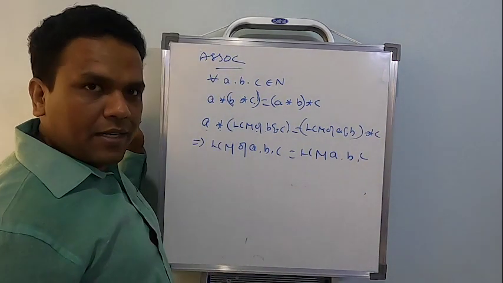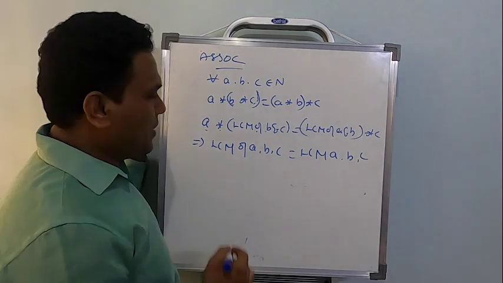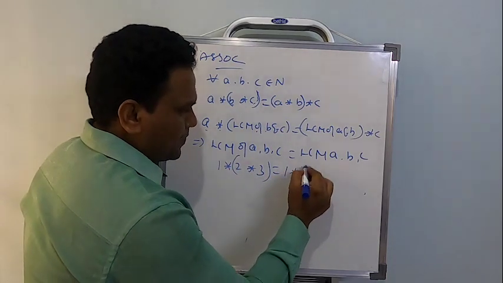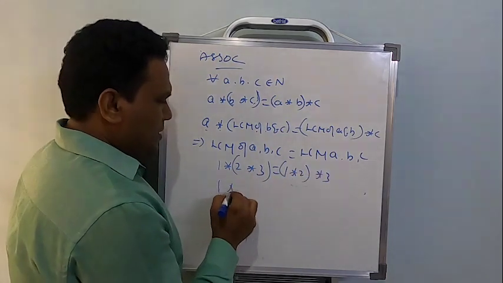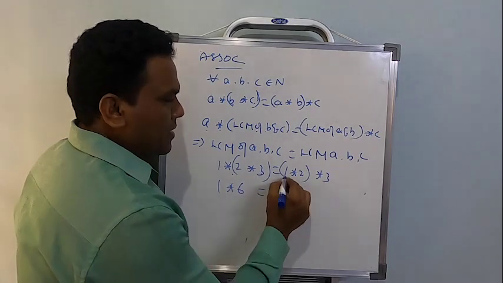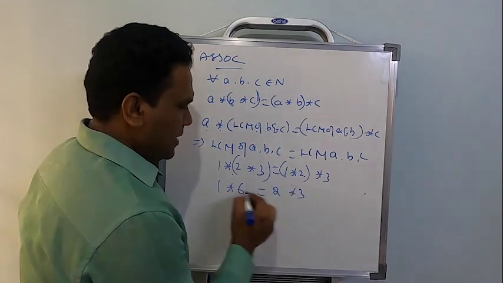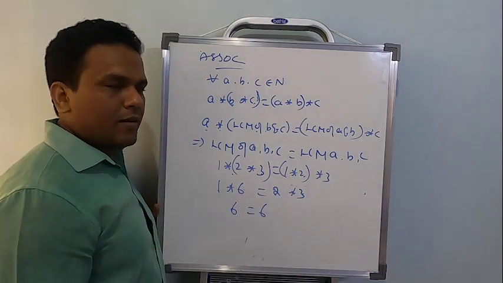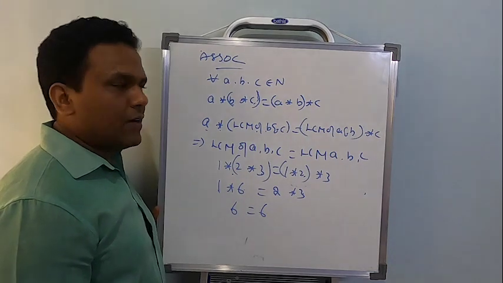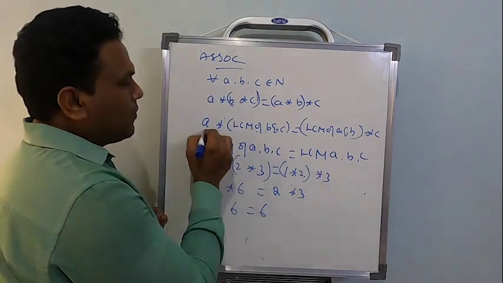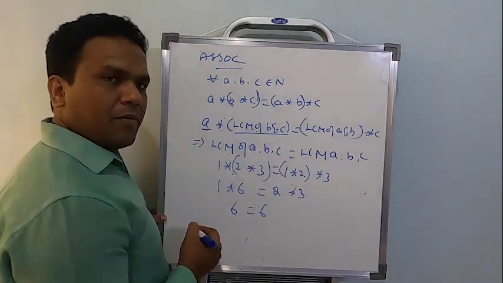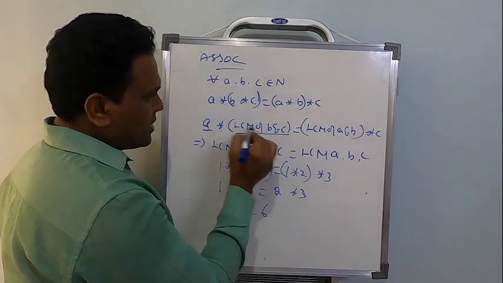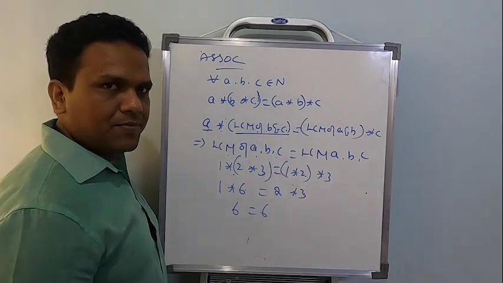Not to worry students, if you are finding it difficult to understand, create an example and just check what you are going to get. Clear? 1 star (2 star 3): LCM of 2 and 3 is 6, then LCM of 1 and 6 is 6. (1 star 2) star 3: LCM of 1 and 2 is 2, then LCM of 2 and 3 is 6. You can create an example. Fine. So from this step to this step, it's quite simple. When I do the next step, this is the first element, this is my second element, so I write LCM of the first number and the second number. It just involves 3 numbers for me to discuss.